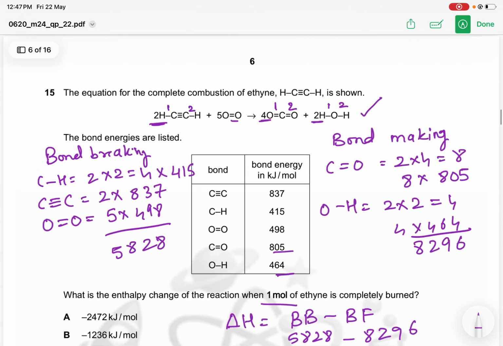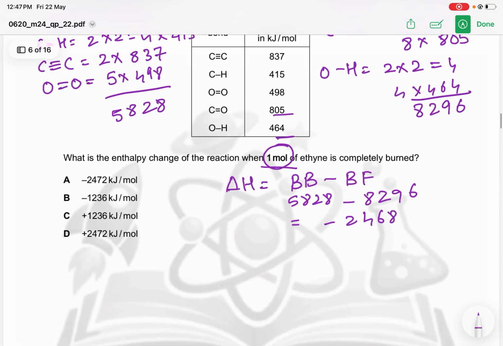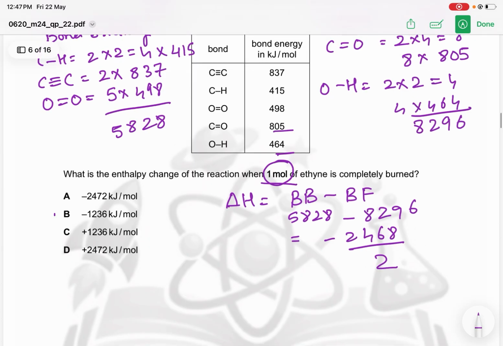Now I have to find the answer for 1 mole. Because here I have taken 2 moles of ethyne, I will divide the answer by 2. Divided by 2 will give me minus 1234, which is this, B.